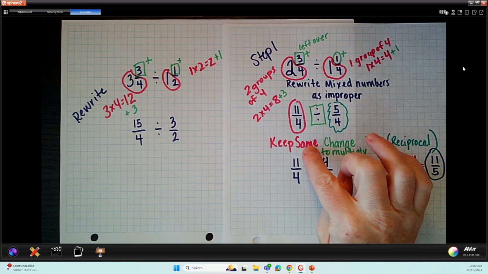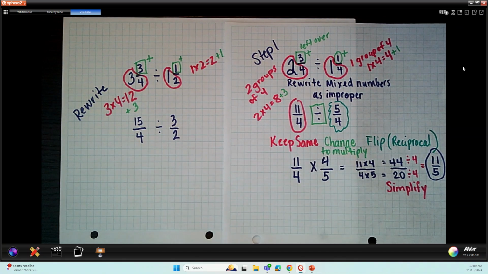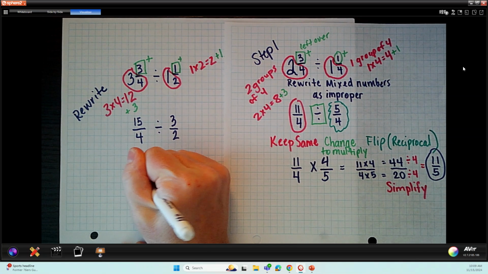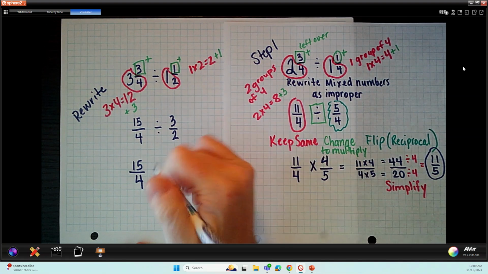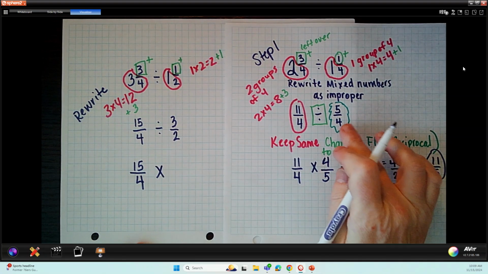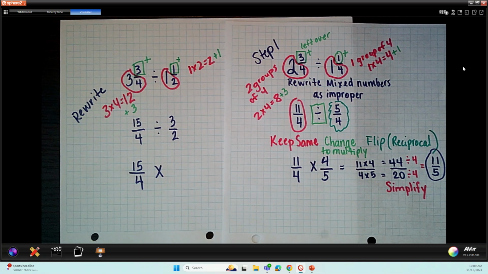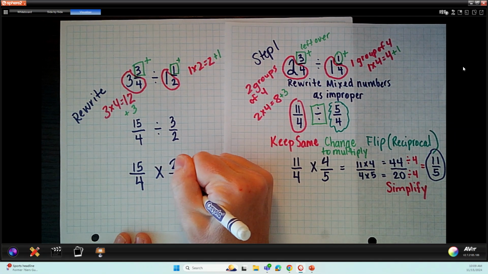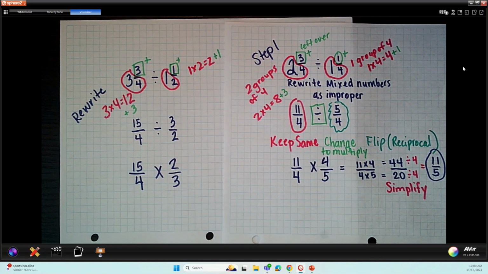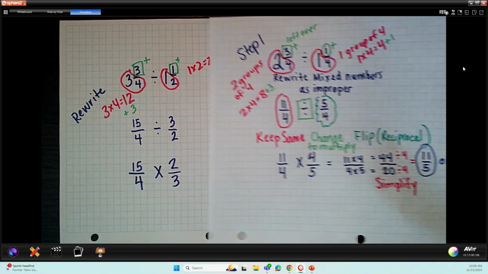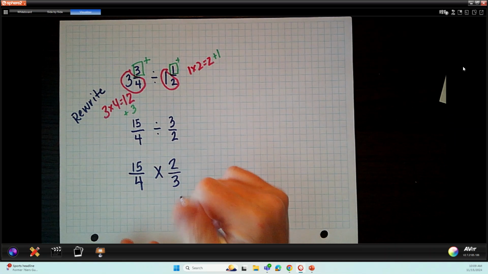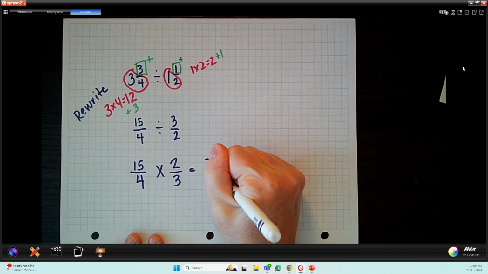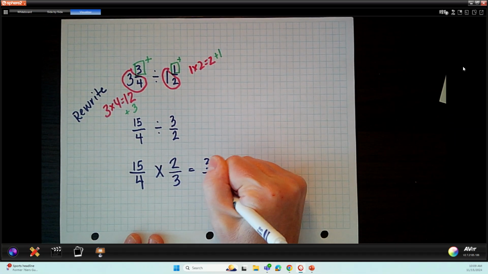Keep the first fraction the same, 15/4. Change the division to multiply. Flip the second fraction. Now that we're in this form, we just multiply straight across, but we are going to have to simplify just like we did on the first one. 15 times 2 is 30. 4 times 3 is 12.